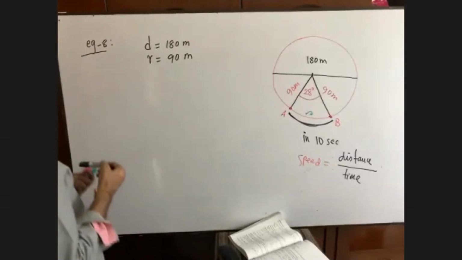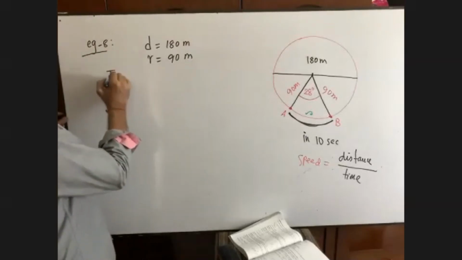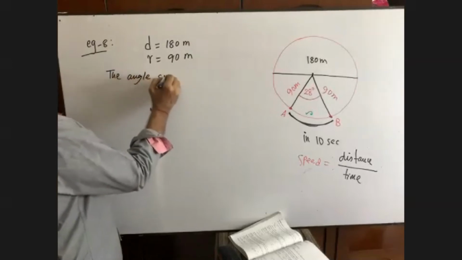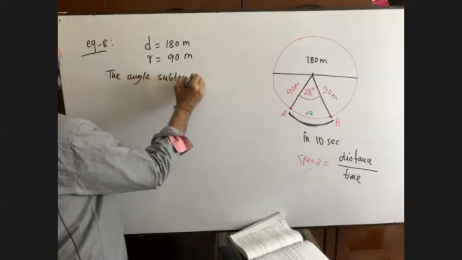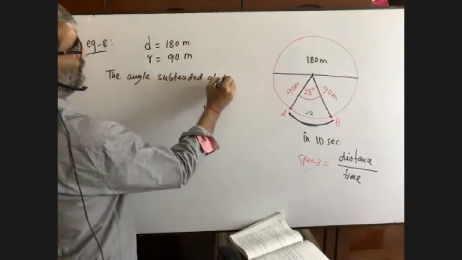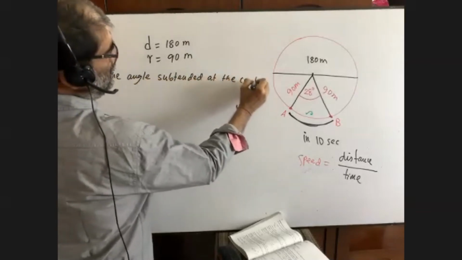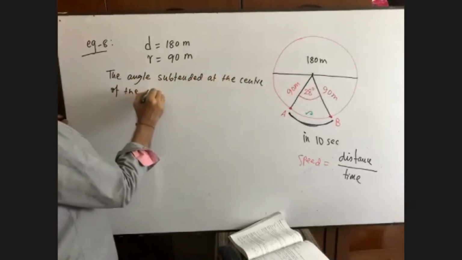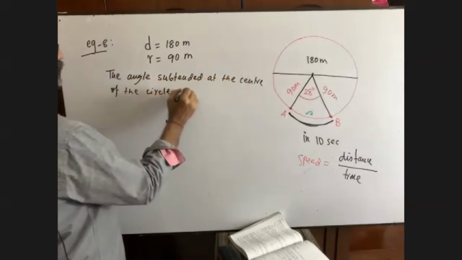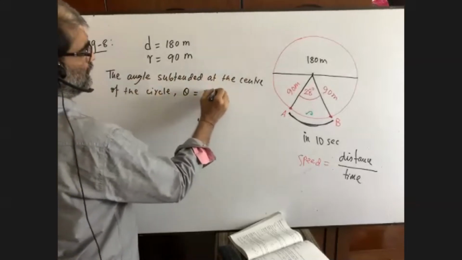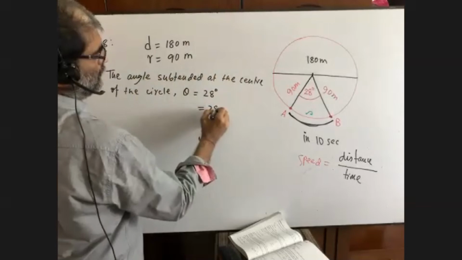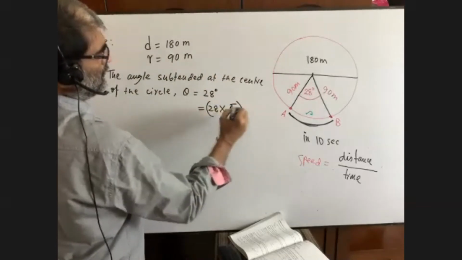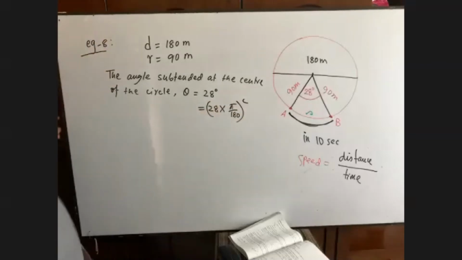That means here you write down the angle. Always write down the angle subtended at the center of the circle, theta equals 28 degree. 28 degree means 28 into pi by 180 radian.